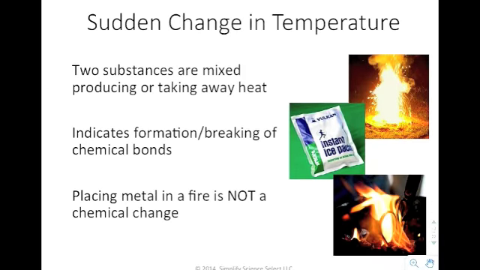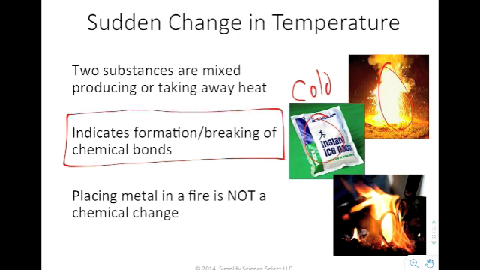If there's a sudden change in temperature, if you take two substances and you mix them together and all of a sudden it bursts into flames, that's evidence that a chemical change has occurred. Or if you take two substances and you mix them, all of a sudden it gets really, really cold, that's evidence that a chemical change has occurred because you have heat. Either production or heat being taken away indicates the formation or breaking of chemical bonds. We'll get into that in Unit 3.